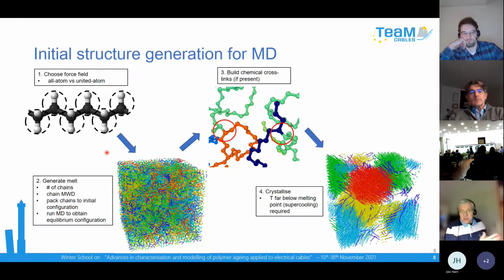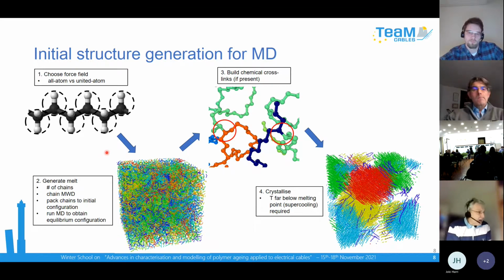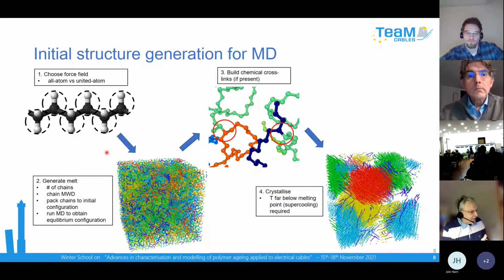Once we have those chains, once we decide the number of chains and the molecular weight distribution, we have to use a code, either a commercial code or we write a script of our own, to pack those chains into the simulation box. Just put them in some initial places in the box. We don't expect that to be a thermodynamic equilibrium configuration, but we have to start from somewhere.